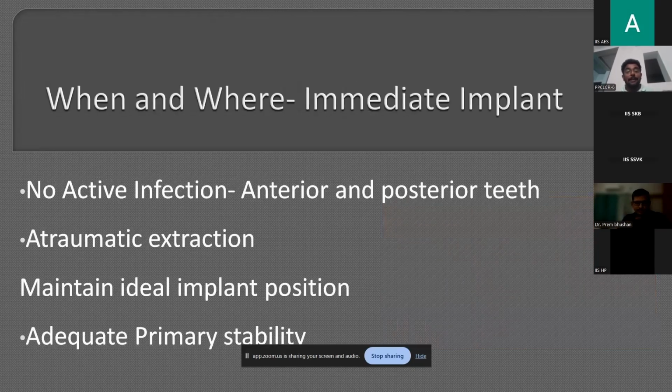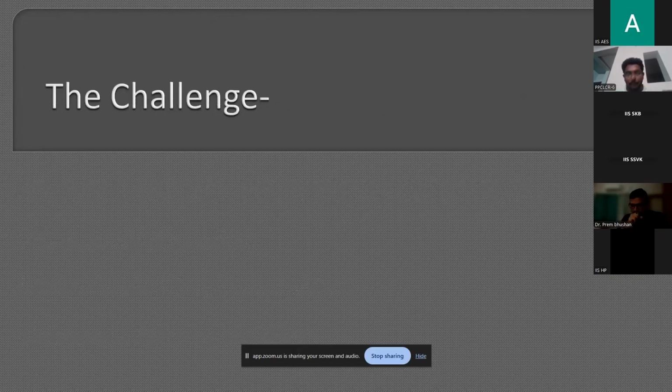So when and where can we place immediate implants? The first thing is, whenever there is no active infection, be it in the anterior or the posterior teeth, we can go ahead and do an immediate implant. We just need to have three things in mind. Can I do an atraumatic extraction without injuring the soft tissue and the buccal plate? Can I maintain an ideal implant position after extraction? And will I have adequate primary stability? If we are able to bring in all these things, then we are ready.